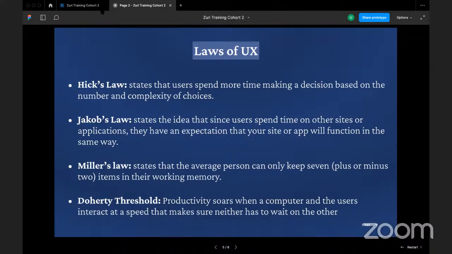Somebody said don't keep many things on one page. Okay, provide little info at a time. That's nice. Somebody said Miller's law equals minimalism. You guys got it right.